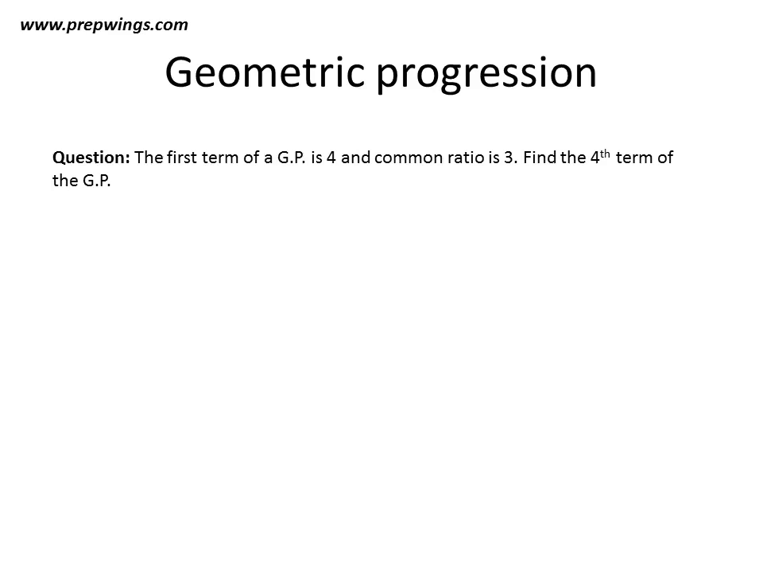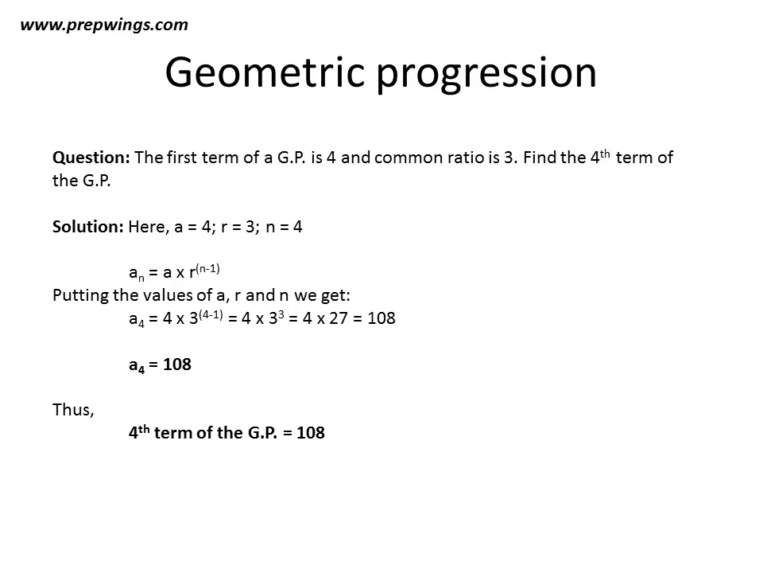Now we'll do a question here. It says the first term of a GP is 4, the common ratio is 3, and we have to find the fourth term of the GP. Okay, so what we know is that A is 4, r is 3 and n is 4. And the formula for nth term is a_n is equal to A into r raised to power n minus 1. Now putting the values of A, r and n in the formula, we get a_4 is equal to 108. So that means the fourth term of the GP is 108.